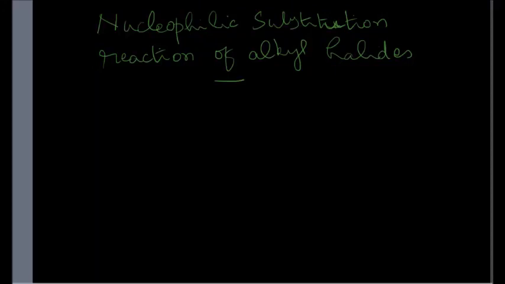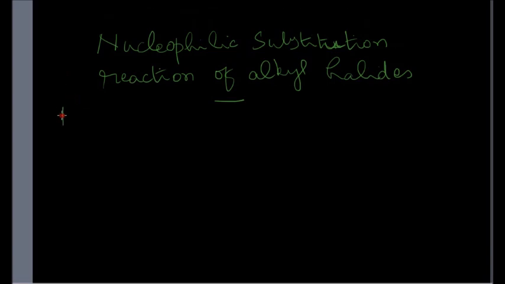The topic of this video is nucleophilic substitution reaction of alkyl halides. Alkyl halides can be represented by R-X, where R is the alkyl group and X is halogen, which could be chlorine, bromine or iodine. Nucleophilic substitution reaction is one in which the halogen atom of an alkyl halide is replaced by a stronger nucleophile when a suitable reagent is added to the alkyl halide.